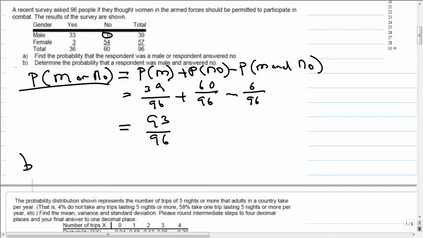For B, we want the probability the respondent was a male and they answered no. Well, that's right here. We already took care of that. 6 over 96. So moving on to the next problem.